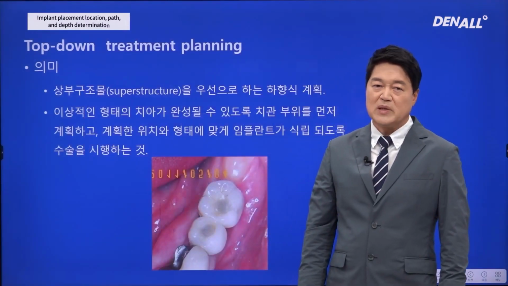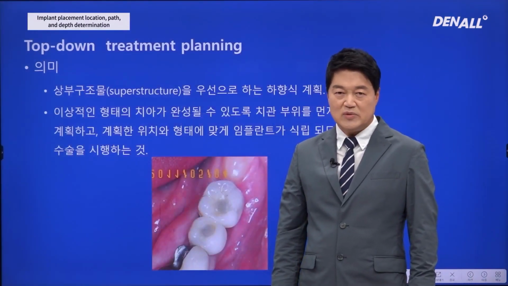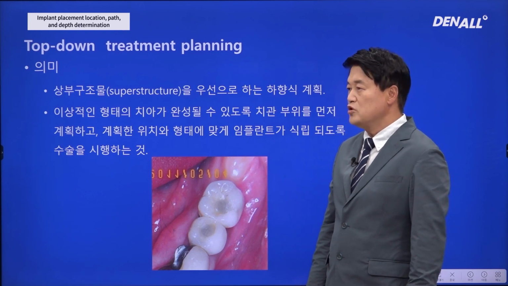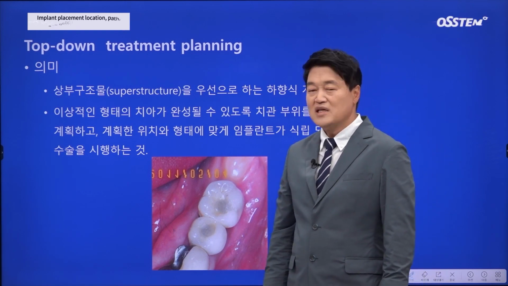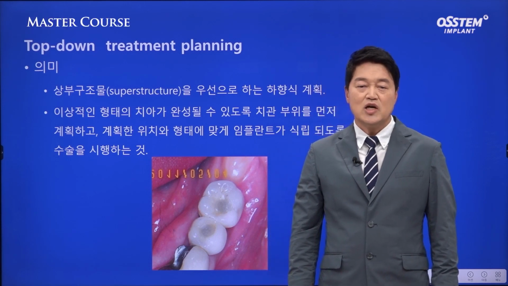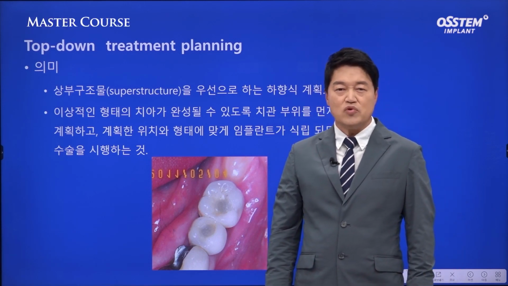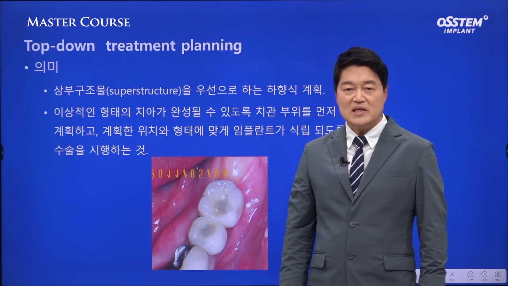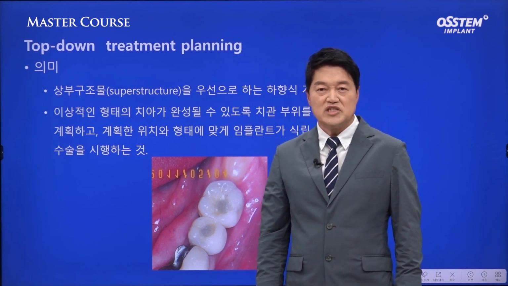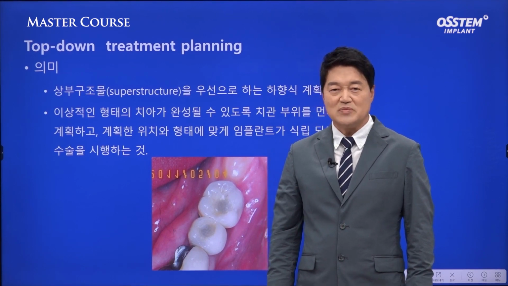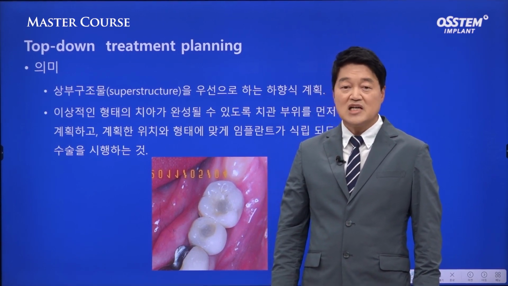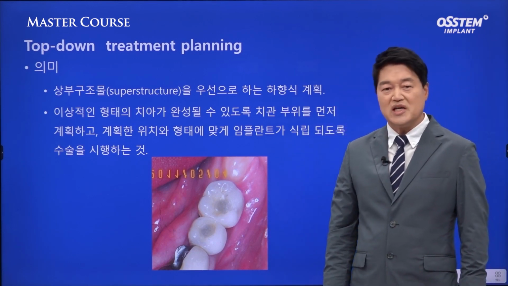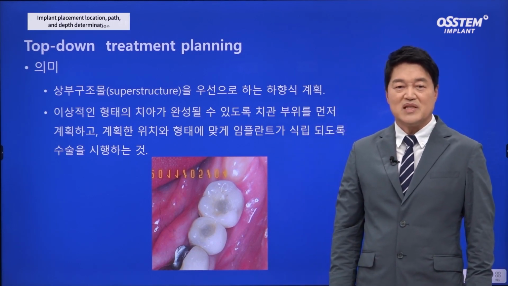Here comes the important terminology. Top-down treatment planning. The superstructure is given priority, so it is a top-down planning. It means for ideal tooth form, crowns are planned first, and according to the plan, the locations and forms, implants are placed through surgery. That means for ideal prosthesis, implants need to be placed in proper locations.